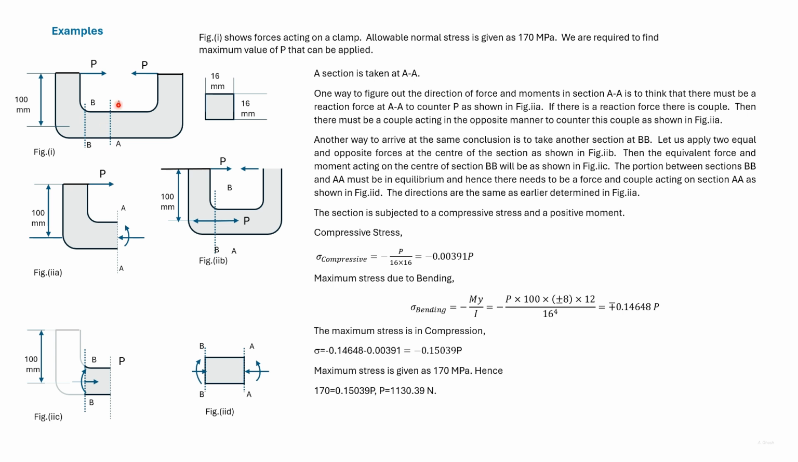A portion here will be subjected to maximum stress. So we take a section A. We can find the forces acting on section A in two ways. We can consider equilibrium of the portion left of A. Then, since there's a force P acting here, there must be a compressive force acting at the section. Also, this load P and this load P make a couple, so there must be a moment acting at A.